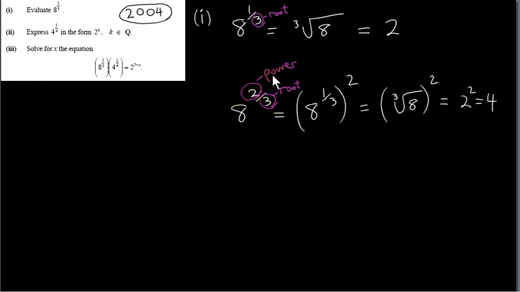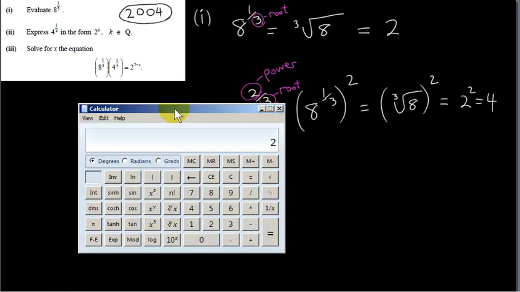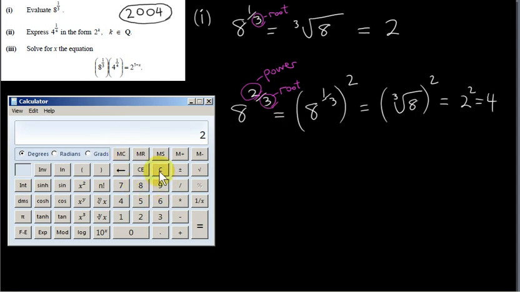Of course, we can do the entire calculation in one go on the calculator. So what we do is put in 8, press the power button, and I will put in 2/3 in brackets. 2 divided by 3. There it is, 4.